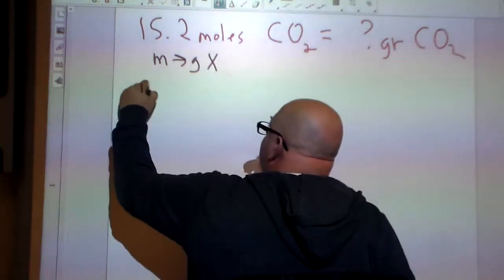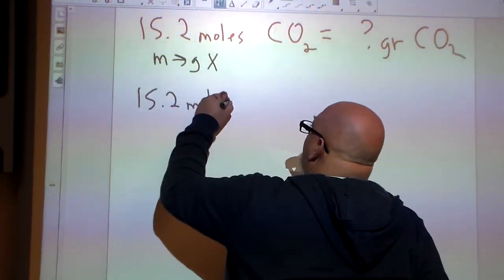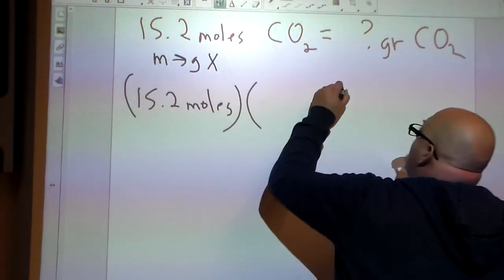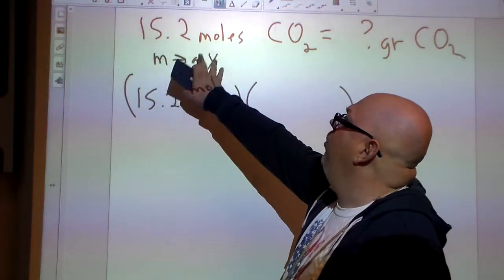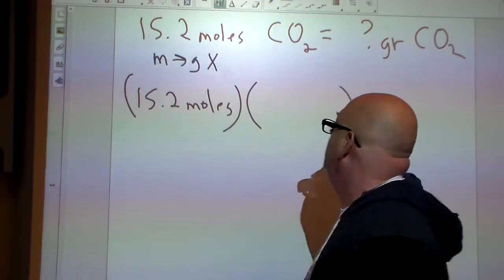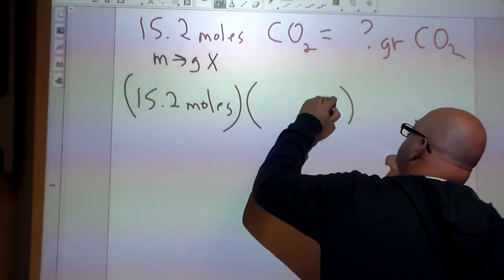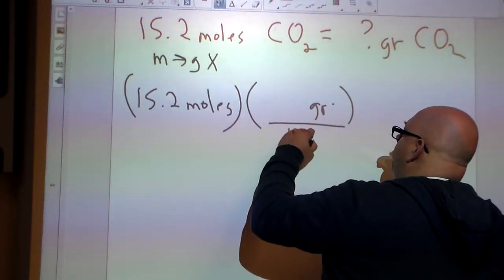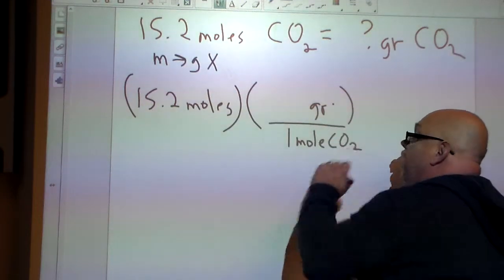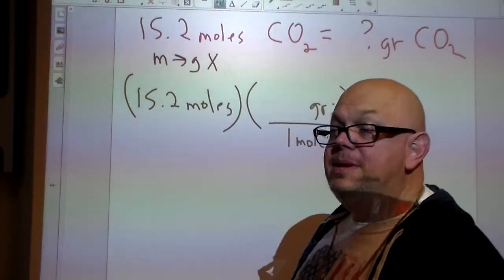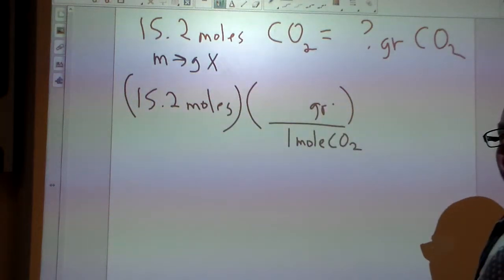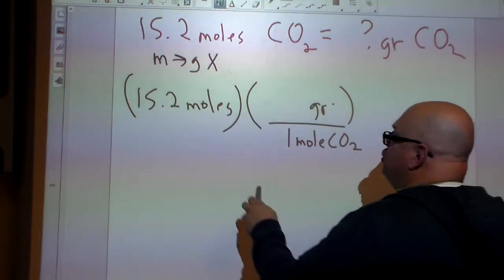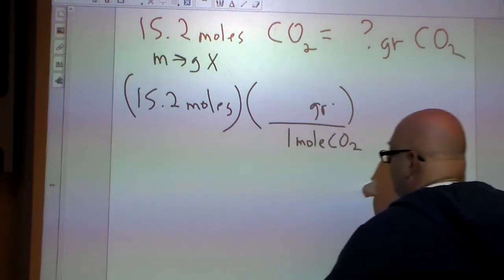I've got 15.2 moles. And what do I do next? That's where we have to find out the grams per mole. So here's grams to 1 mole of CO2. Now, check this out. Notice I did this a little bit differently. I put grams over moles like I did. I didn't make it that obvious in the first one, but do you notice something?